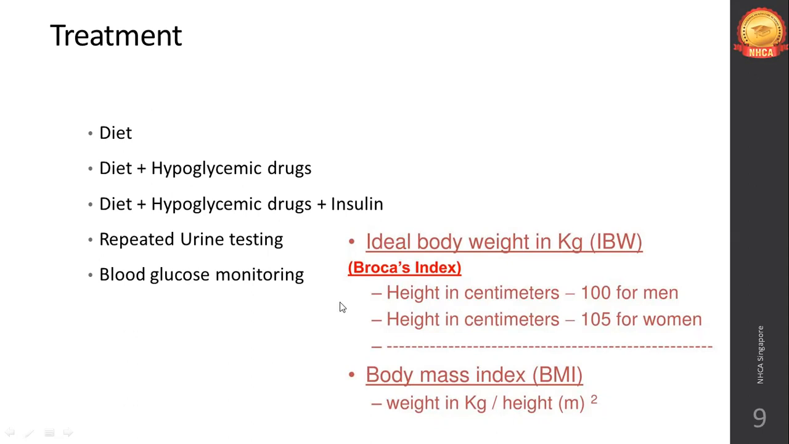You can use this BRCA index to identify your ideal weight. For men, the person's height minus 100 will give you your ideal weight. For women, height minus 105 will give you your ideal weight. So this is the BRCA index. It is very simple to use, easier than using body mass index.